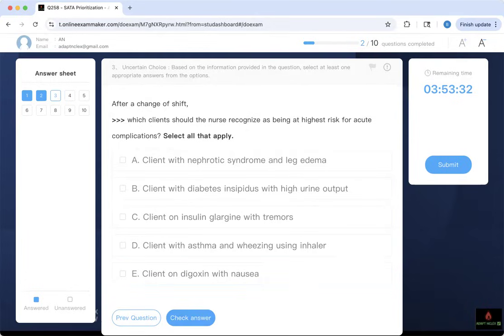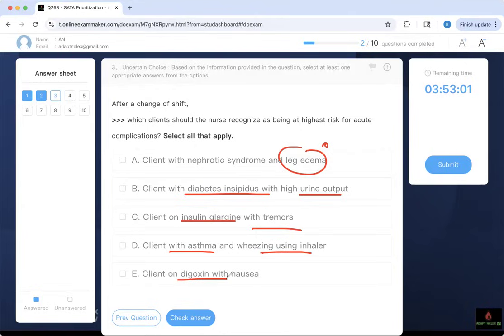Client with what? Nephrotic syndrome. What is the problem? He has leg pain, leg edema. Client with diabetes insipidus, making a bunch of urine, high urine output. Client on what? Insulin glargine, he has tremor. Client with what? Asthma, wheezing when he's using the inhaler. Patient on digoxin, he has nausea. What do you think? Stop the video so that you can keep your score. And I would like to know at the end, put it down, which one was trappy for you.